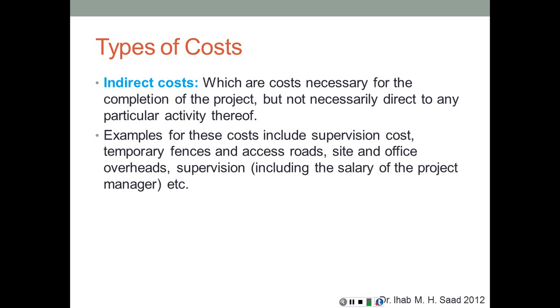The second type is indirect costs, which are costs necessary for the completion of the project. You cannot finish the project without spending this cost, but at the same time, it is not necessarily direct to any particular activity within the project. Examples include, in general, supervision costs, temporary fences and access roads, which are not part of the permanent project, site and office overheads, and supervision, including the salary of the project manager, who does nothing but supervise the project. But in most cases at least, you cannot allocate that whole salary to one particular activity or set of activities in the project. Therefore, it's going to be distributed among all the activities in what we call overhead, and that's part of the indirect costs.